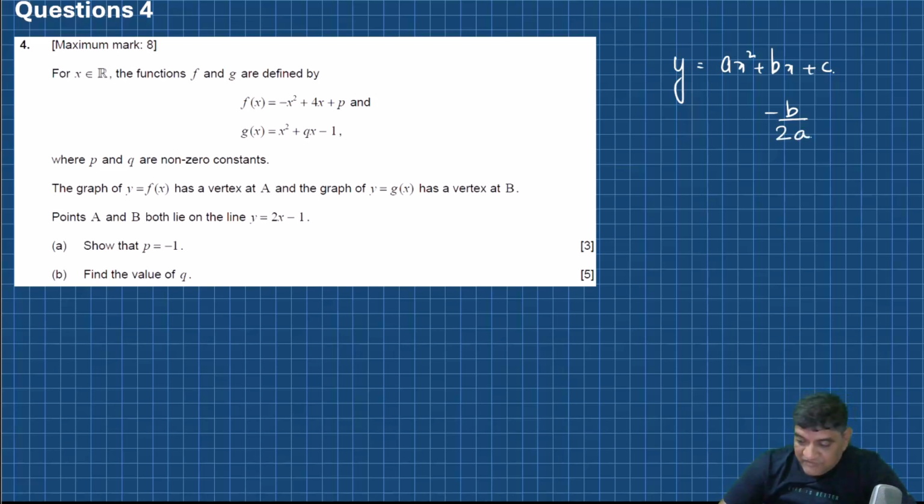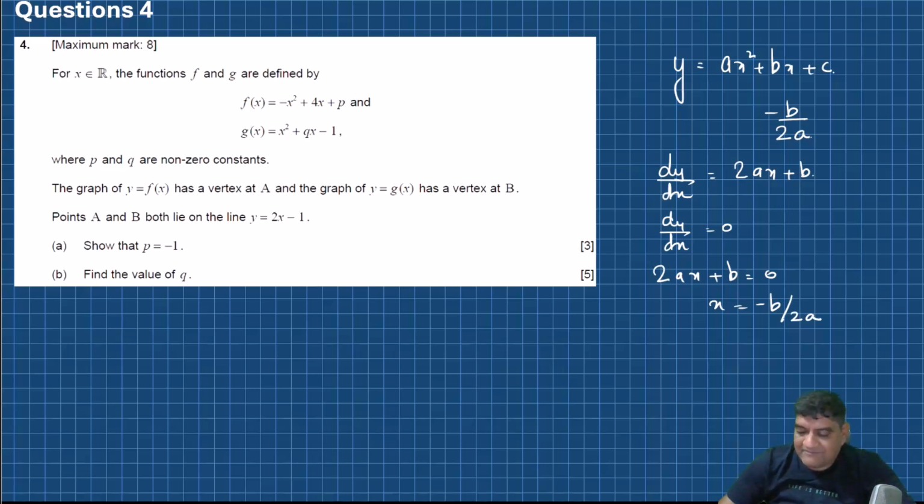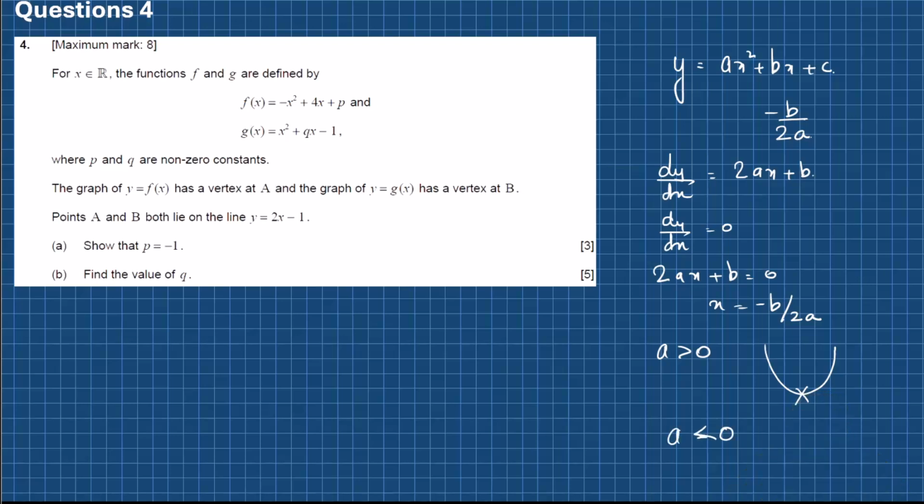I'm going to use differentiation here. When I differentiate this function, I get 2ax plus b. For maxima or minima, we generally equate this to 0. Therefore 2ax plus b equals 0, which means x is equal to minus b by 2a. The maximum or the minimum of the quadratic function will happen at this point. If a is greater than 0, it's an upward parabola and I get a minimum. If a is less than 0, it's a downward parabola and I get a maximum. Depending on that, I can proceed.